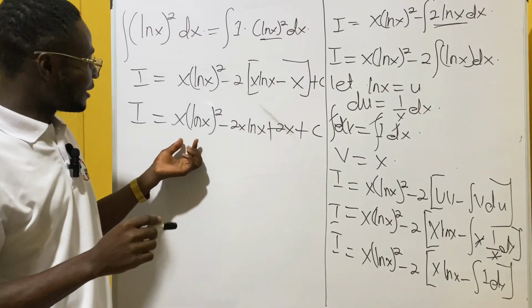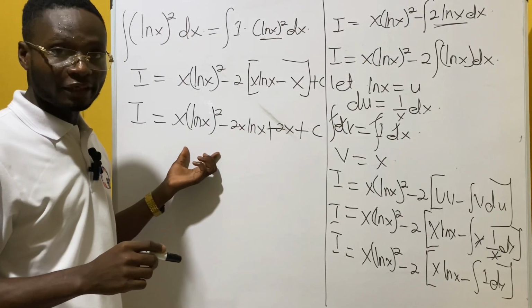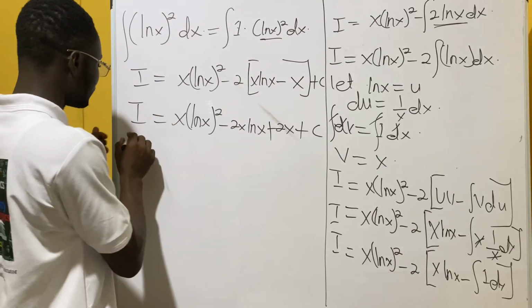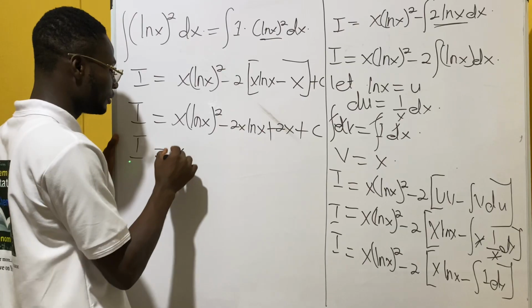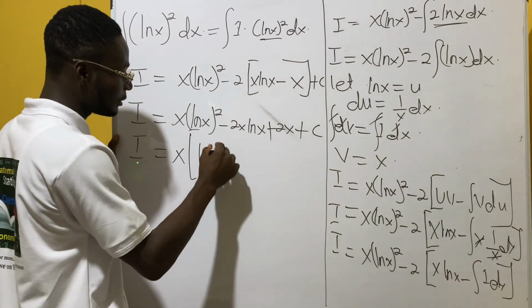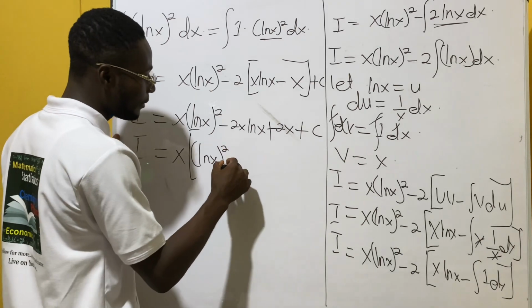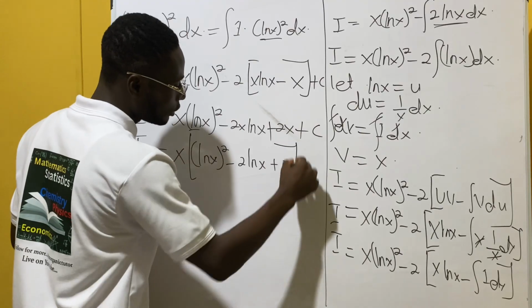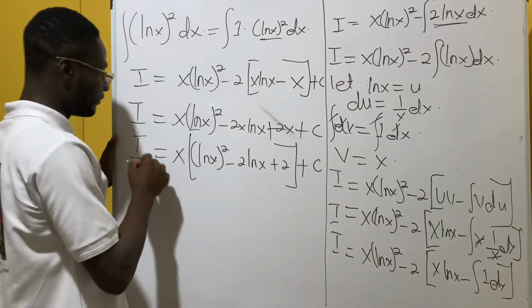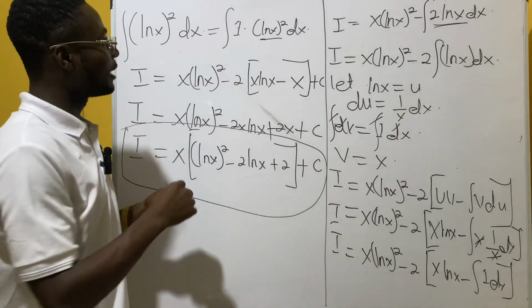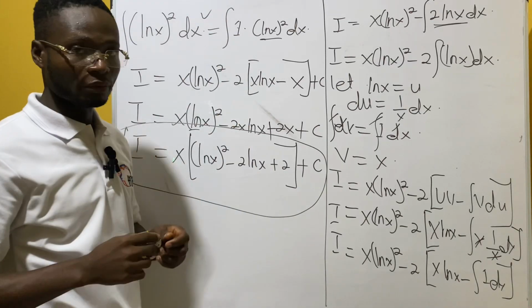Here we can see that x is common to the 3 terms, so we can decide to factor x out. So we have the integration equals x times ln x all squared minus 2 ln x plus 2, then our constant of integration. So this becomes the final answer to this particular problem.